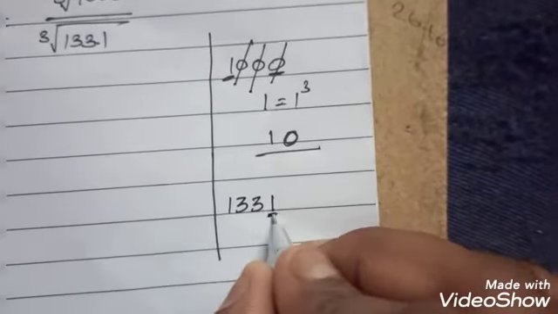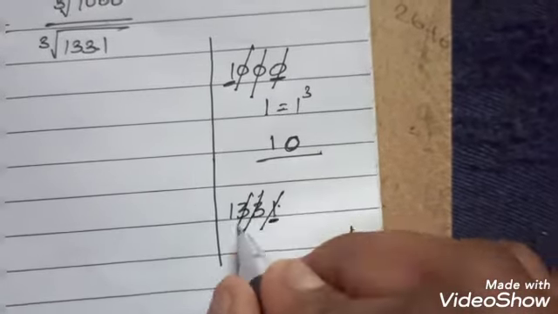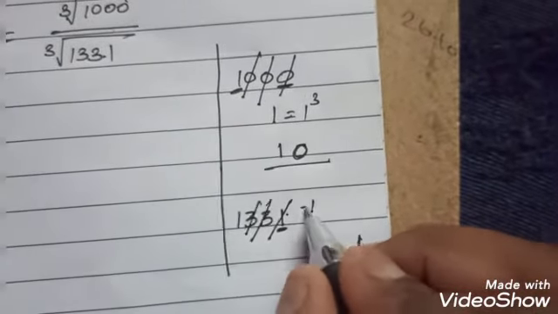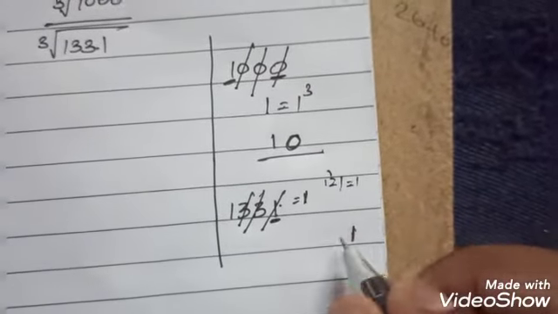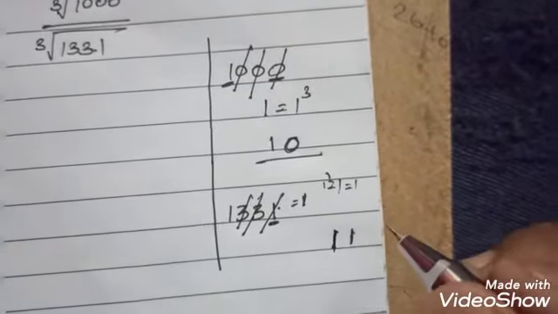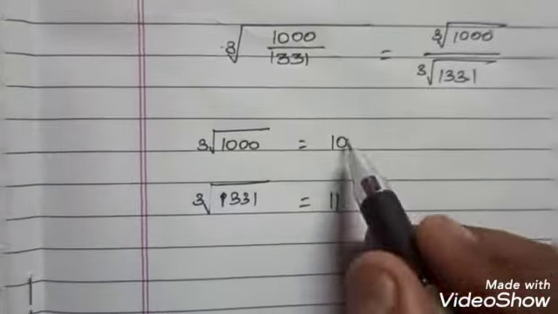Now 1331. The unit digit is 1. Now next strike out 1, 2, 3. The remaining value is 1. You need to compare with the cube tables, 1 cube is equal to 1, so the value is 1. The tens place is also 1. The answer is 11. So now we get the values 10 by 11.